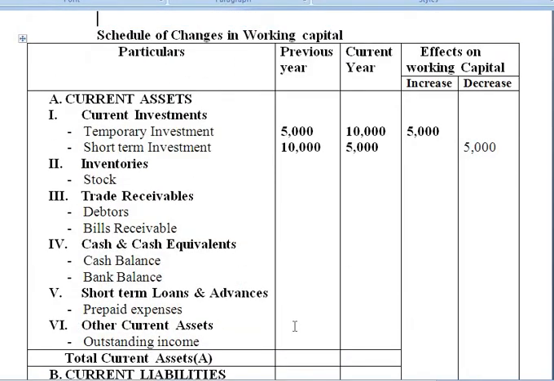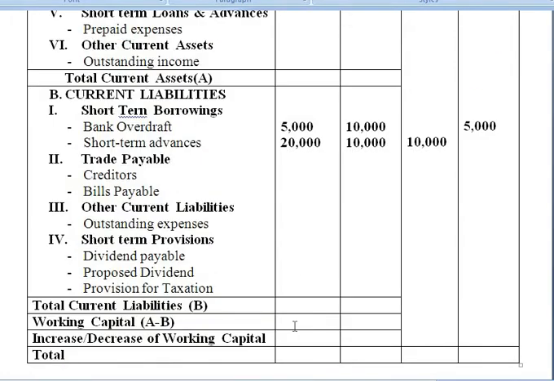This is the format. First take all current assets, then make the total, then find out all current liabilities, then make the total of current liabilities. You will get the working capital by deducting current liabilities from the current assets. Then you can identify whether there is an increase in working capital or a decrease in working capital.